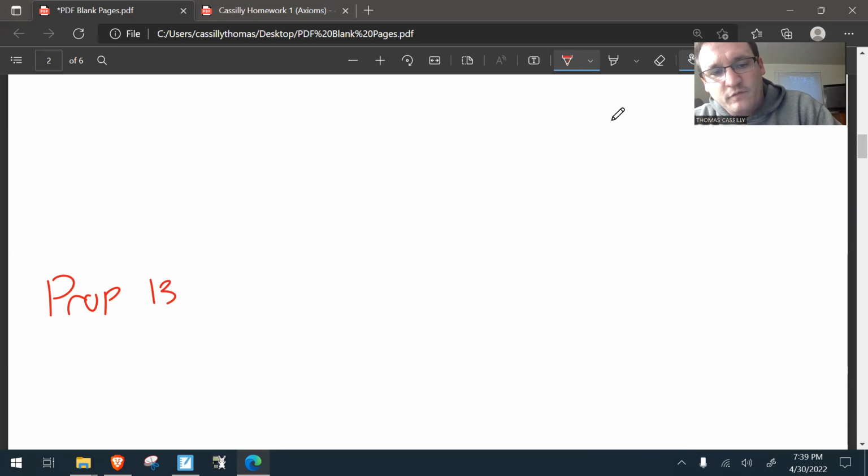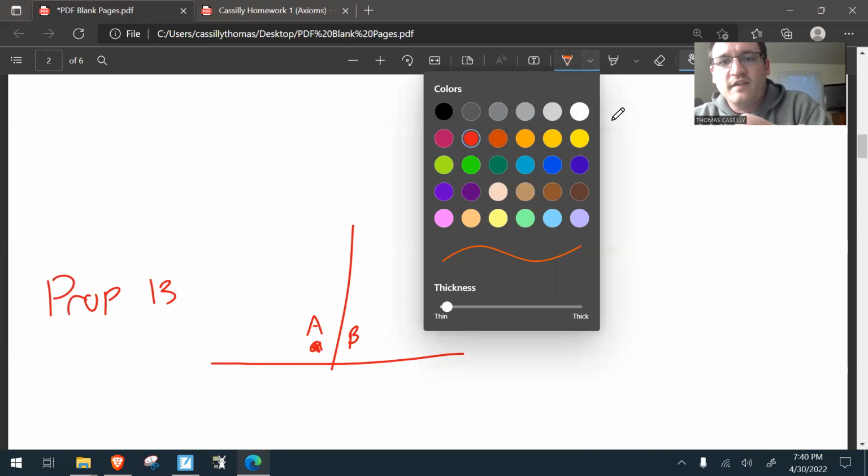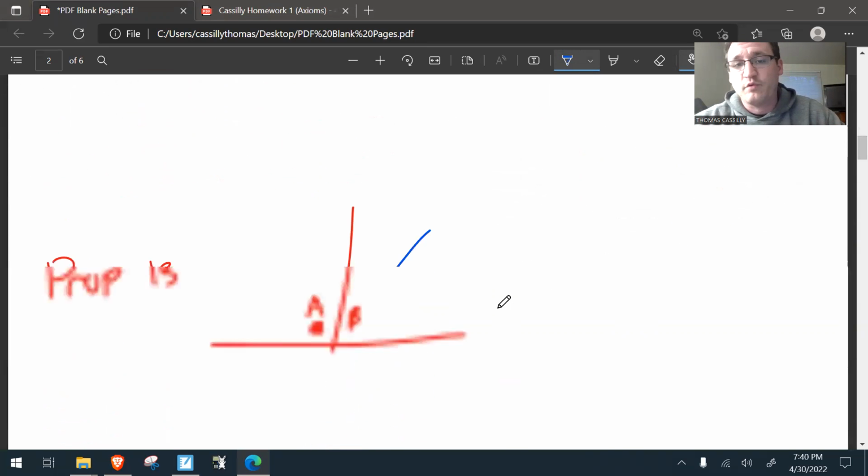Proposition 13 says that if we have a straight line and we take another straight line and intersect them, those two angles, we'll call them angle A and angle B, added together are equivalent to two right angles. It doesn't matter where you draw the two lines. Maybe you draw them right here, and we have a big angle A and a small angle B. Those will still be equivalent to two right angles. We're going to use that property here.